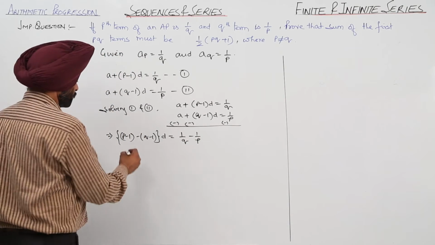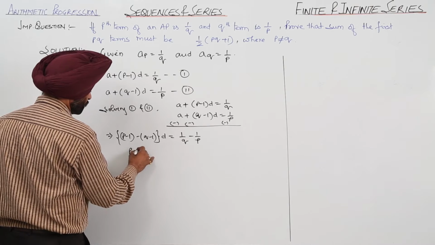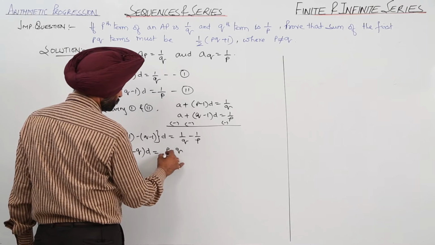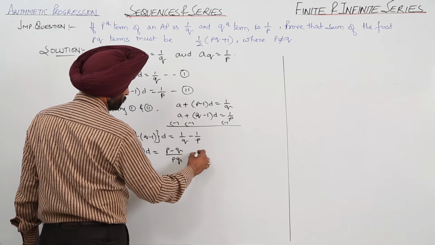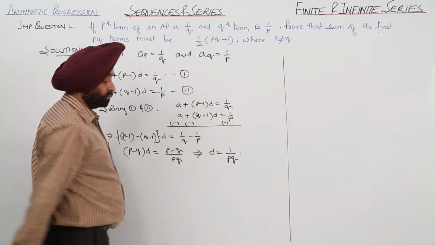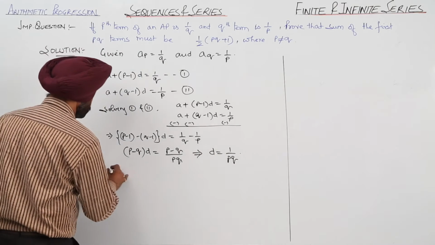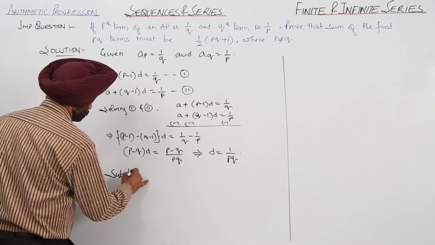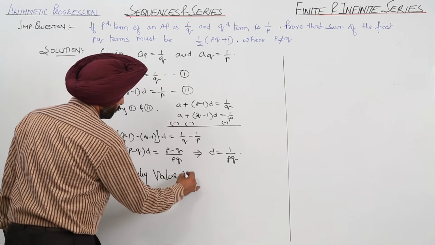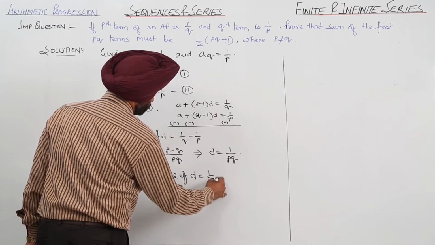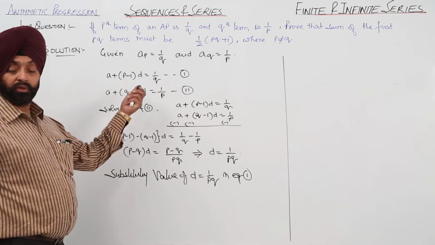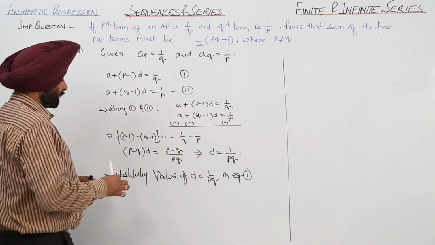Is it clear? And solving this part, what we are having? (p minus q) times d is equal to (p minus q) upon pq. So d is equal to 1 upon pq. Is it clear? Now, substituting the value of d equal to 1 upon pq in equation 1. Here, you can either put it in 1 or in 2. Okay. So, I am putting it in equation 1.